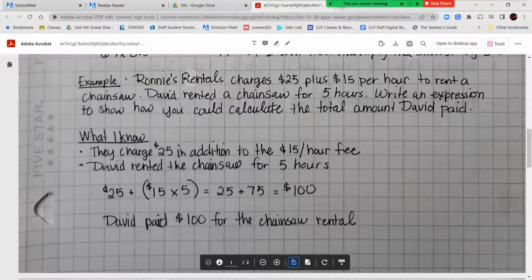So $15 per hour times the 5 hours. Then I'm going to add 25 to that. So 15 times 5 is 75. 75 plus 25 gives me 100. So I know that David paid $100 for the chainsaw rental.